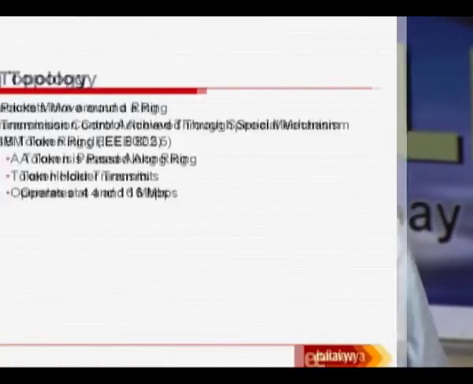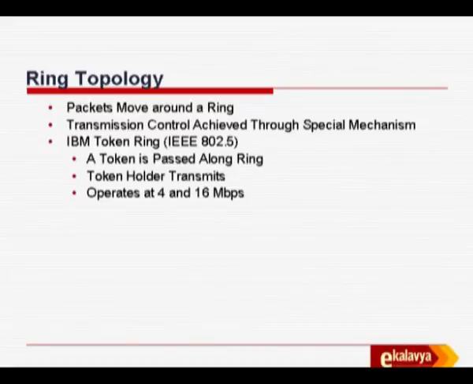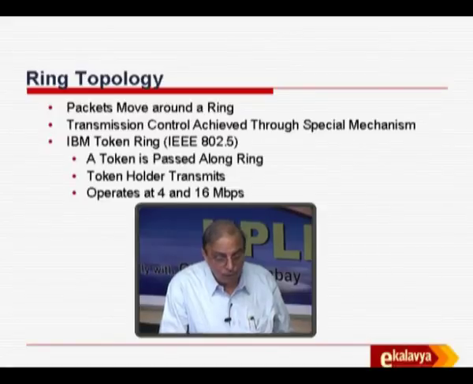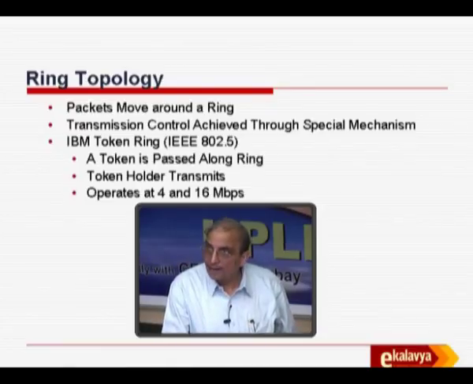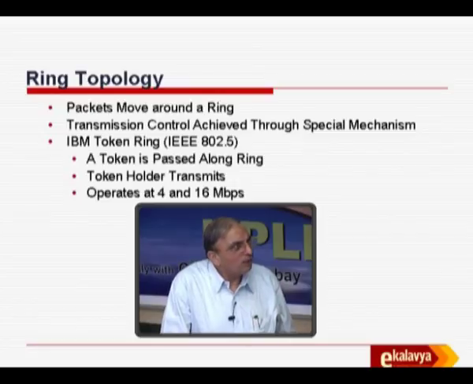So is this clear, how the token will move as a special packet? And only the token holder can transmit, so there is no collision. So in this ring topology, packets move around a ring. The transmission control is achieved through a special mechanism. This protocol is called IBM Token Ring Protocol. IEEE 802.5 is the standard name. The standard still exists, by the way, but nobody uses it.